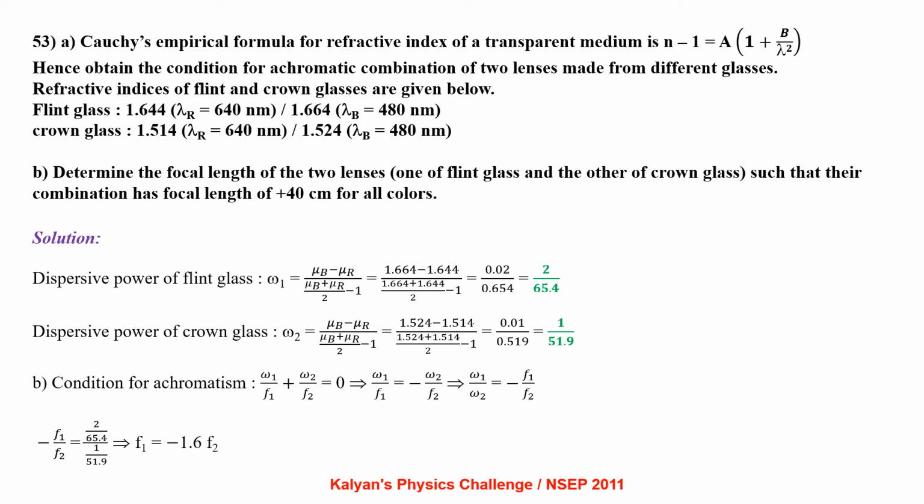Dispersive power of flint glass omega 1 equal to mu blue minus mu red by mu blue plus mu red by 2 minus 1. That gives us 2 by 65.4. Similarly, dispersive power of crown glass omega 2 equal to 1 by 51.9. Let us see the condition for achromatism: omega 1 by f1 plus omega 2 by f2 equal to 0, from which we have omega 1 by omega 2 equal to minus f1 by f2. So minus f1 by f2 equal to 2 by 65.4 by 1 by 51.9, which gives us f1 equal to minus 1.6 times f2.